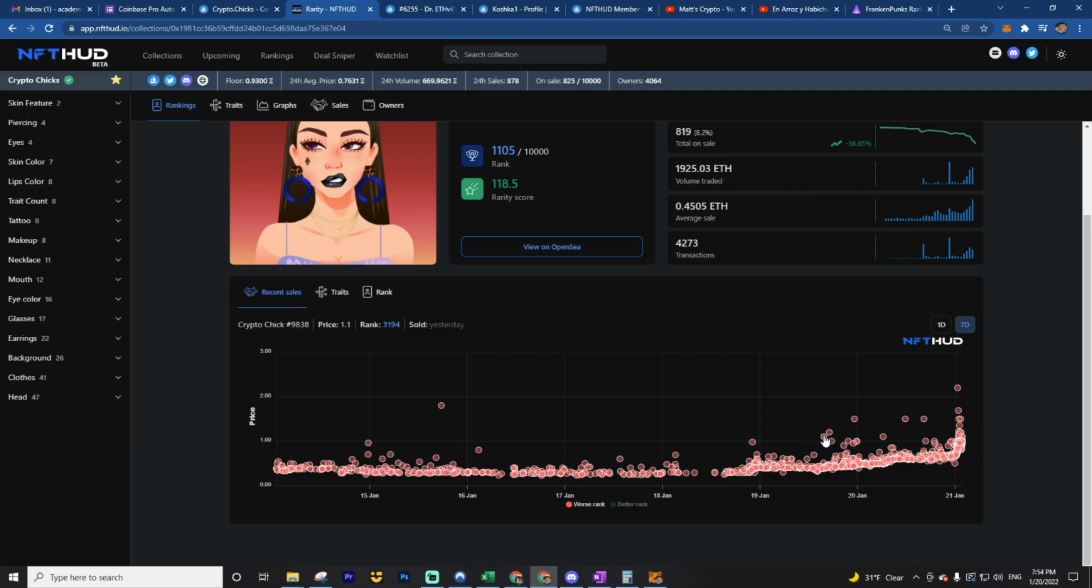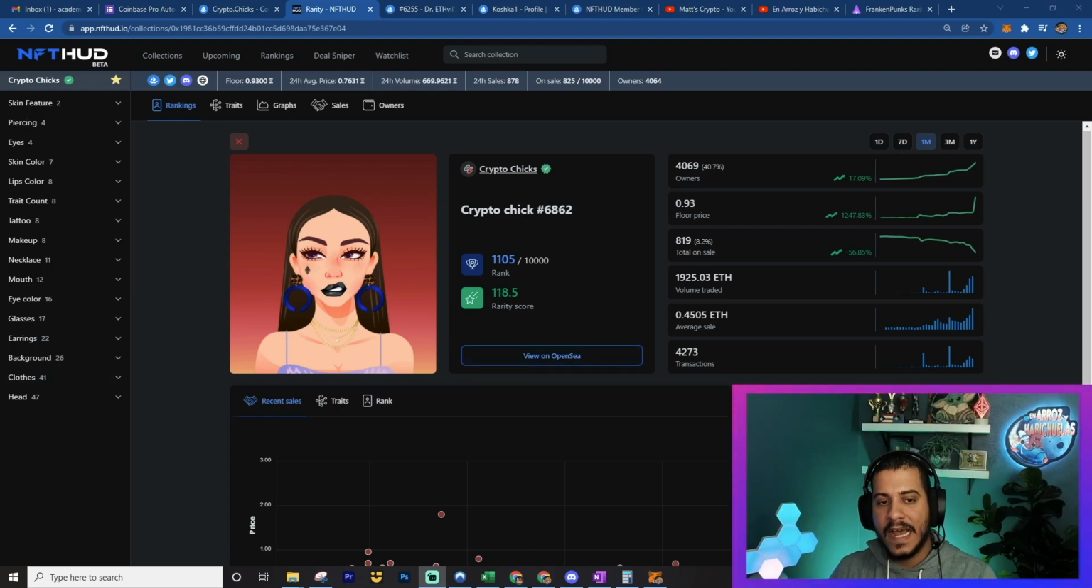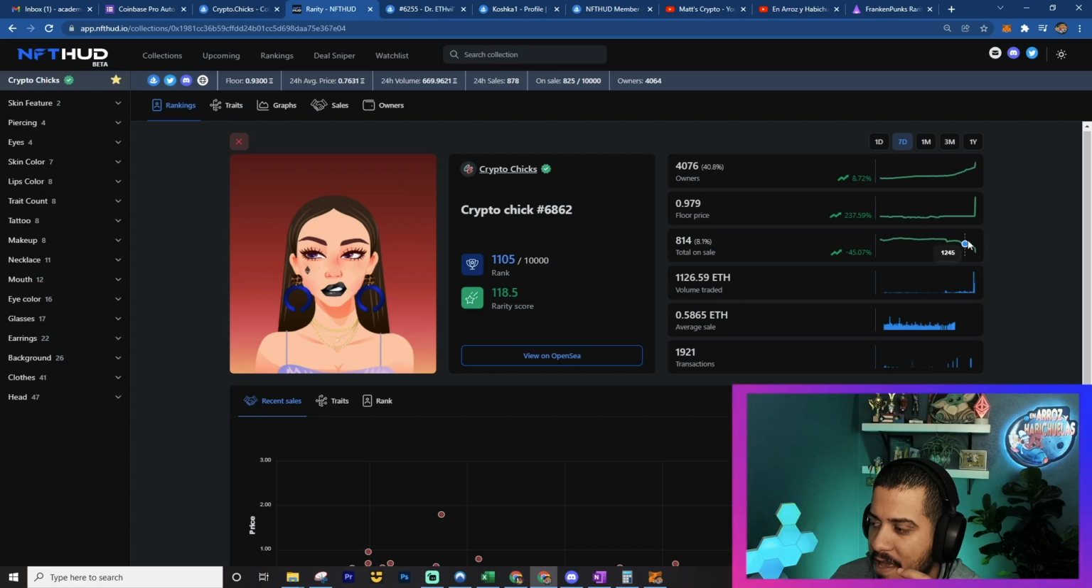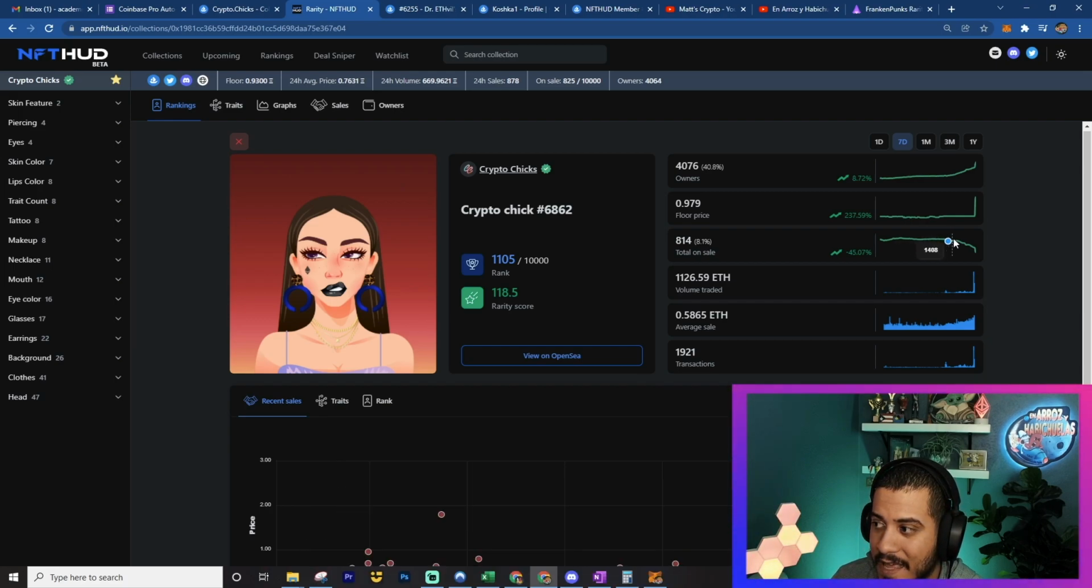So I just kept looking, and I was like, okay, maybe it's possible that if this project grows, I can sell it for 1 ETH. Then I started looking at the graphs, and I noticed that this project had a slight retracement, and the floor price was around 0.3, but the volume was picking up, and the number of total sales was decreasing. It might have been at 1,500 total sales, and then it started going down, 1,400, 1,200, 1,000, and now we're sitting at 814 total for sale.